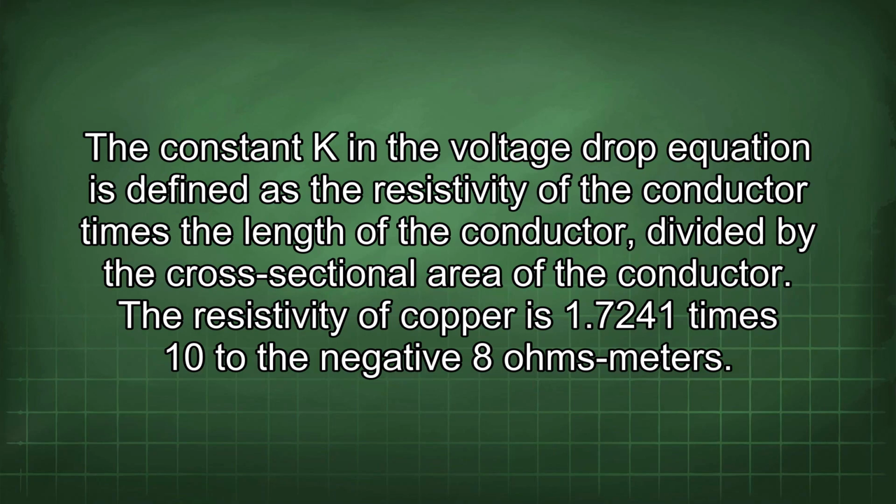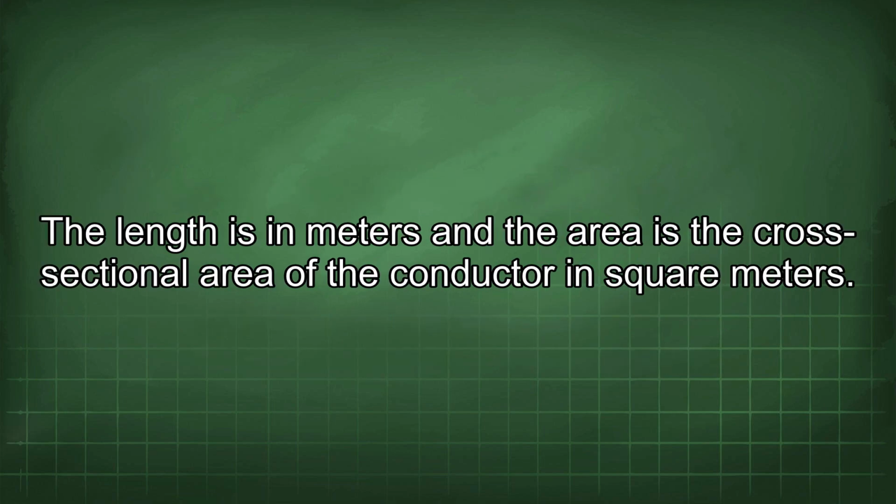The constant K in the voltage drop equation is defined as the resistivity of the conductor times the length of the conductor divided by the cross-sectional area of the conductor. The resistivity of copper is 1.7241 times 10 to the negative 8 ohm meters. The length is in meters and the area is the cross-sectional area of the conductor in square meters.